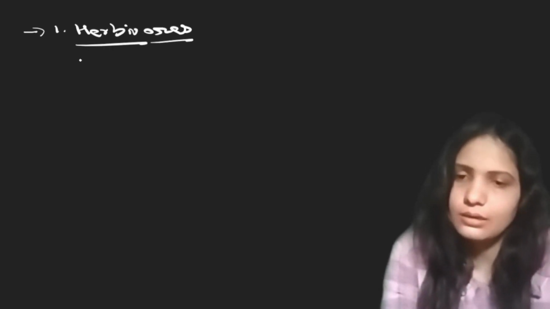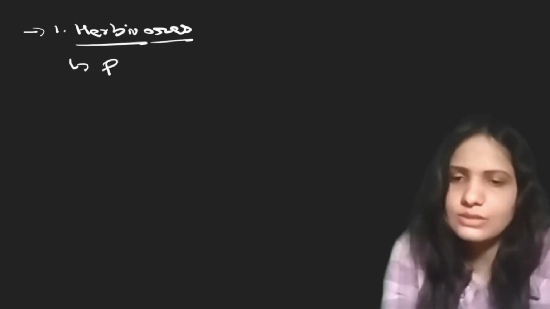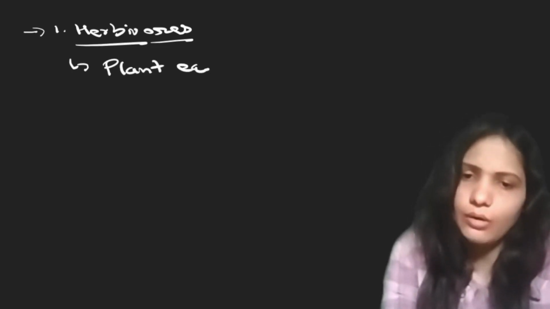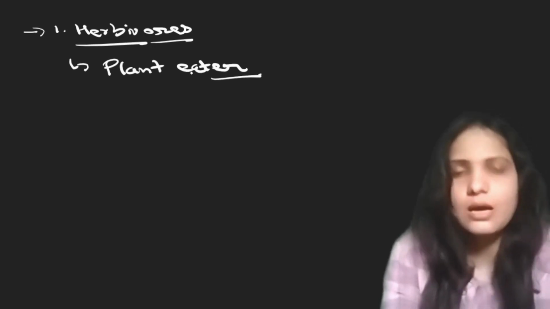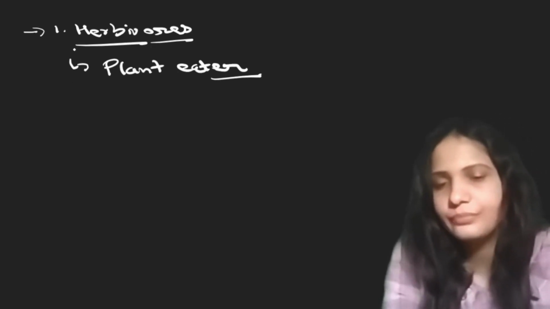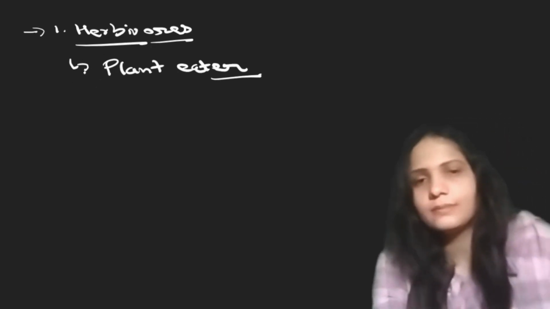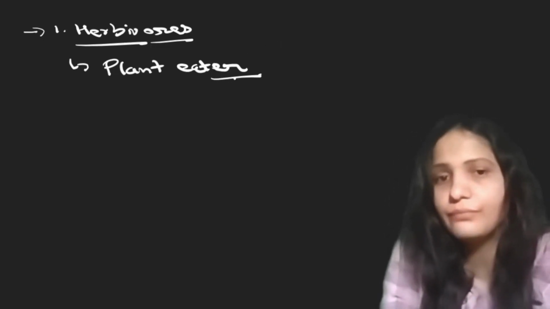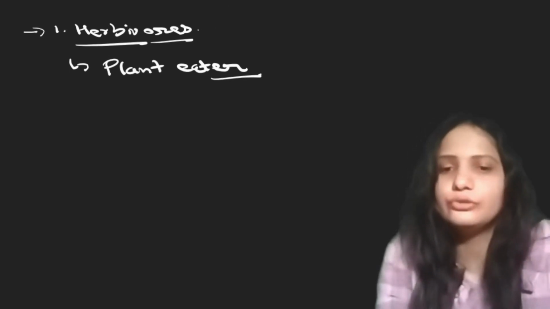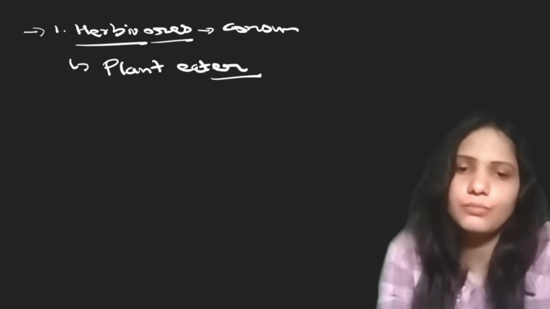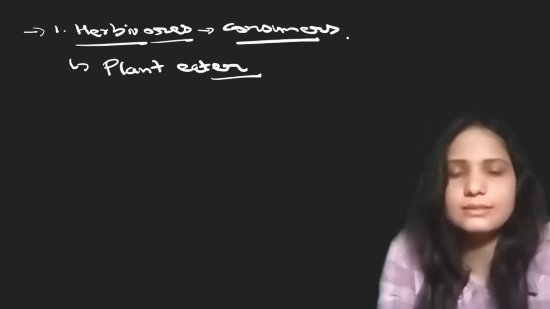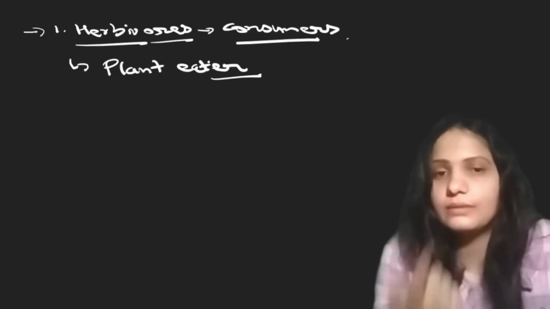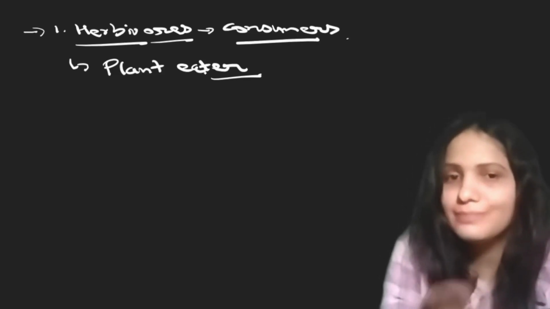We have first herbivores. Herbivores will consume plants. These are plant eaters. The organisms which eat plants are known as herbivores. So now we know what a herbivore is. Herbivores are the organisms which eat plants, which consume plants. We know from our previous discussion that these are consumers, and what will they consume? They will consume plants.